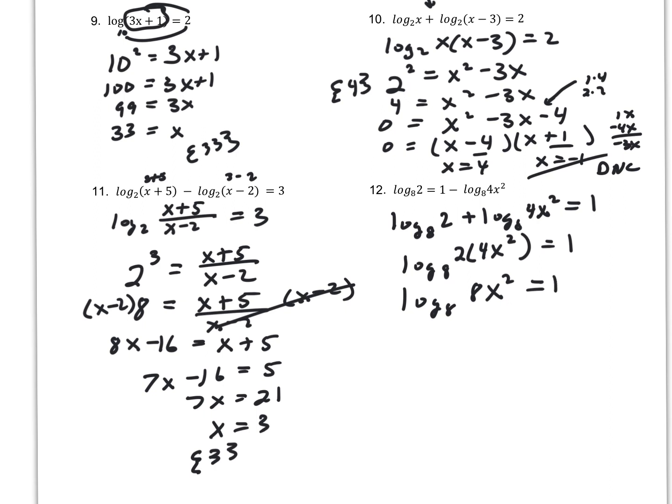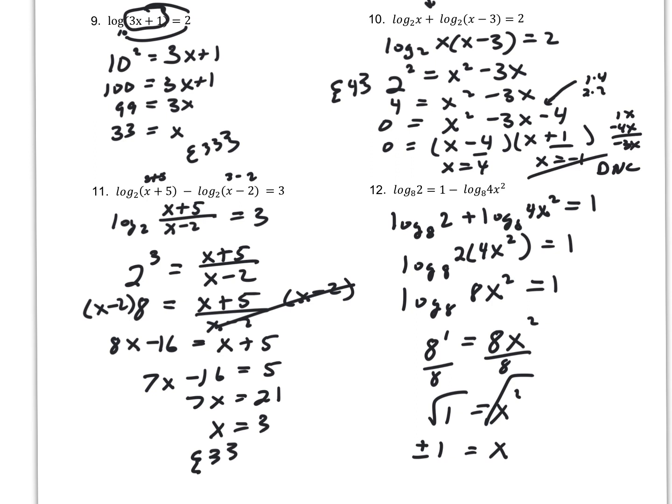Now I'm going to go to exponential form. 8 to the first equals 8x squared. 8 to the first is just 8, so I'm going to divide both sides by 8, and I get x squared equals 1. How do I solve that? I take the square root of both sides. Whenever I take the square root, remember it's plus or minus 1. Please never leave us a square root of 1. Square root of 1 is not simplified. Square root of 1 is 1. And if I had to square root both sides, then it's plus or minus 1.